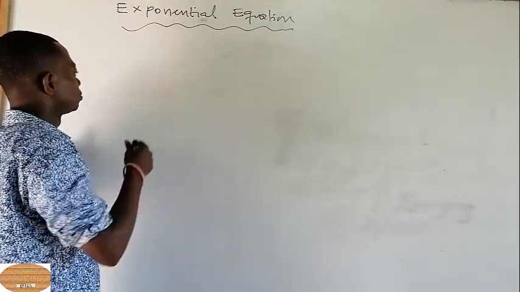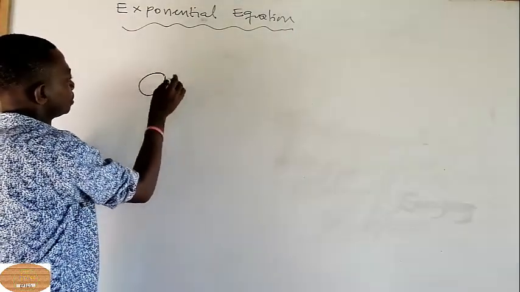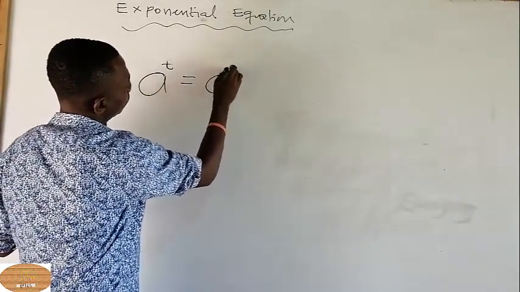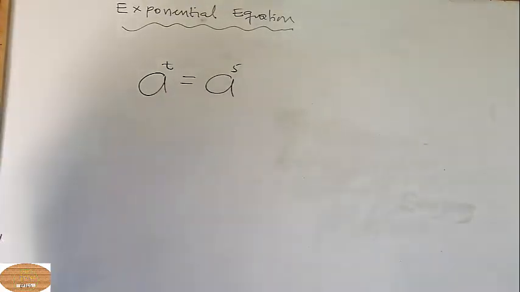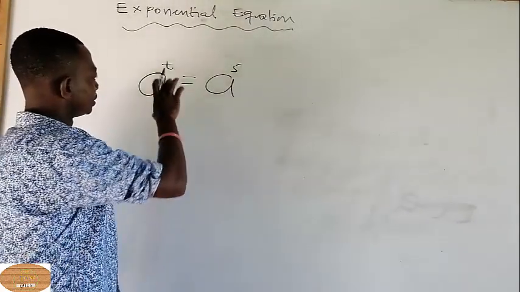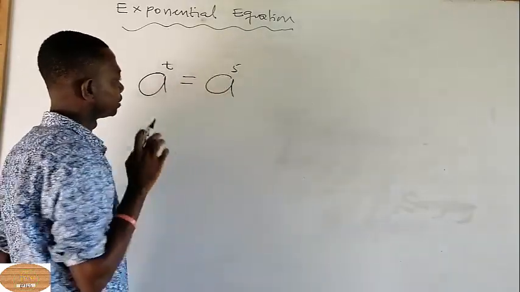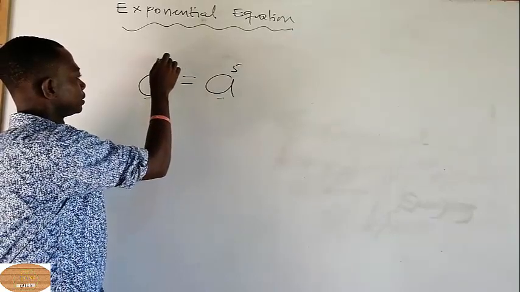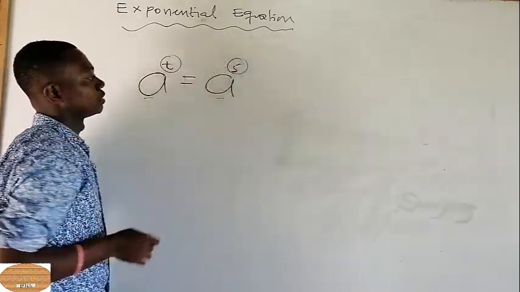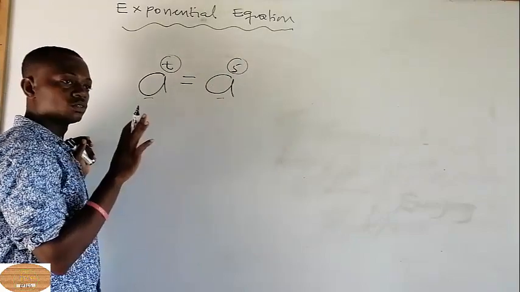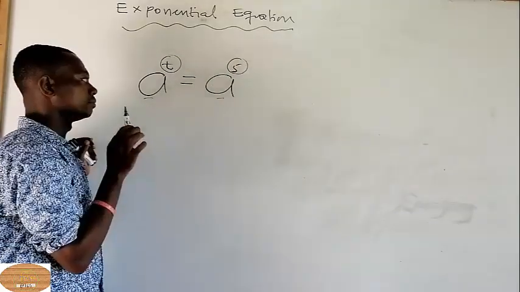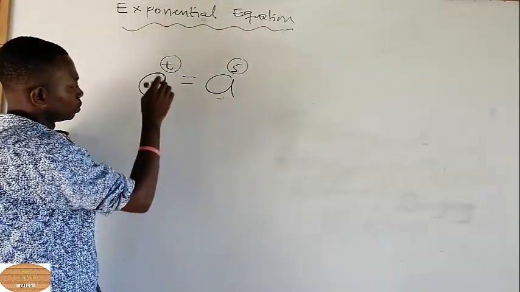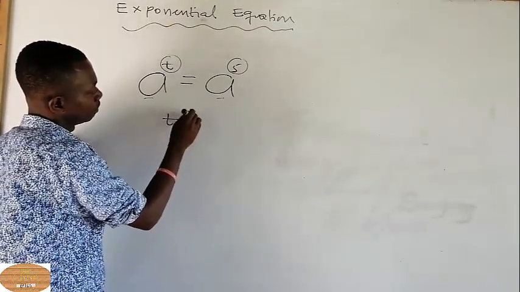So, in case we are given, let's say, a to the power t equals a to the power 5, what it means is that the left hand side is equal to the right hand side. So we have a here, a there. Always make sure the bases are the same before you can deal with the exponents. So t is straight away 5.